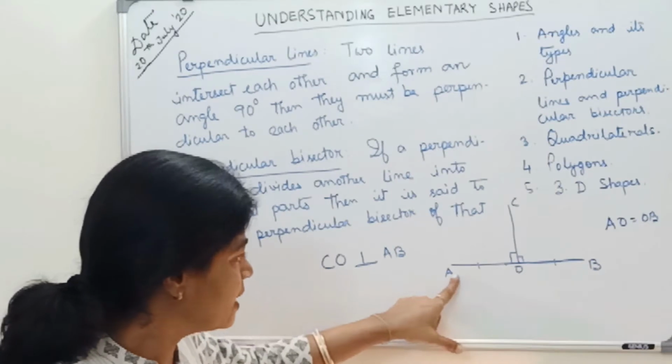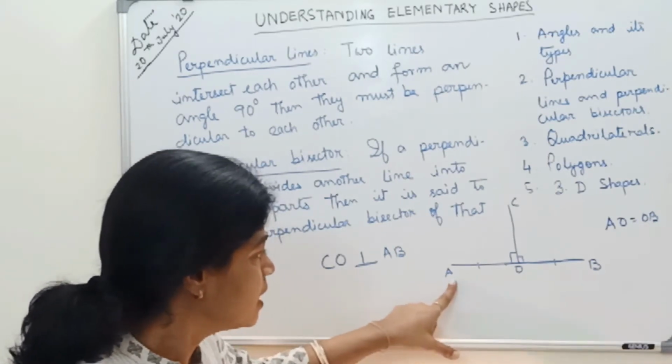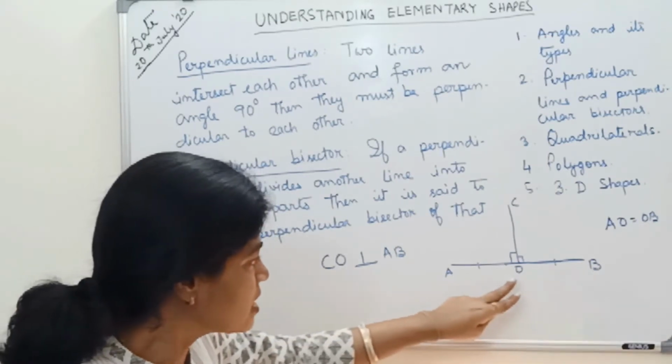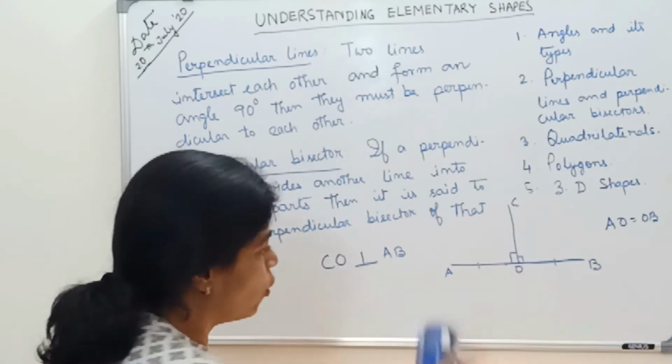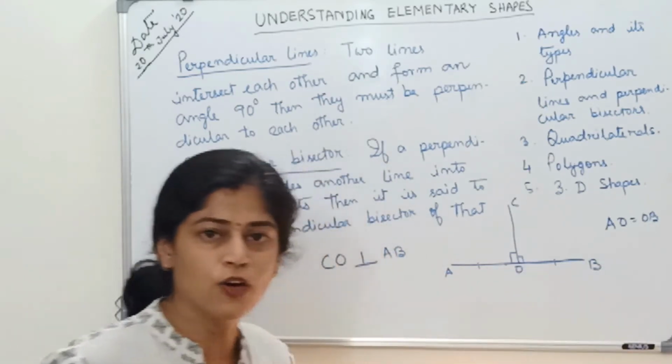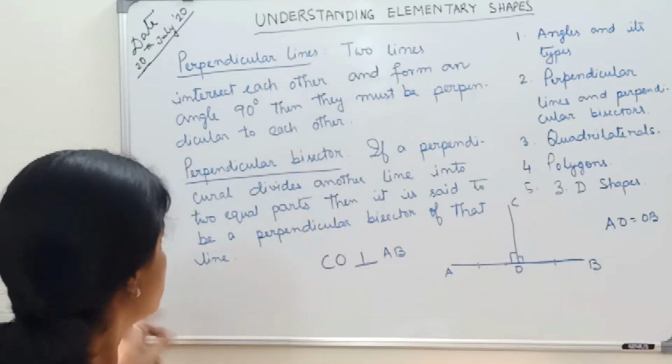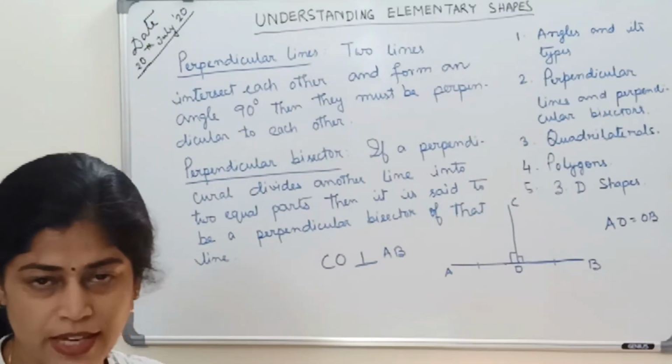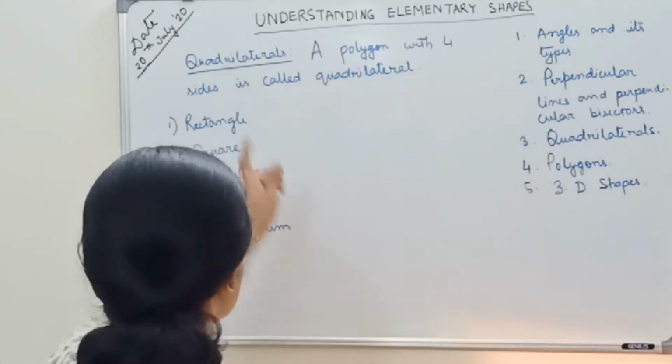Here AB is the whole length, and this divides it so that AO and OB are of the same length. So this is called a perpendicular bisector.